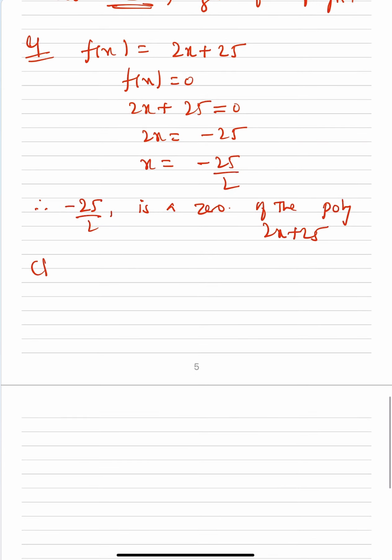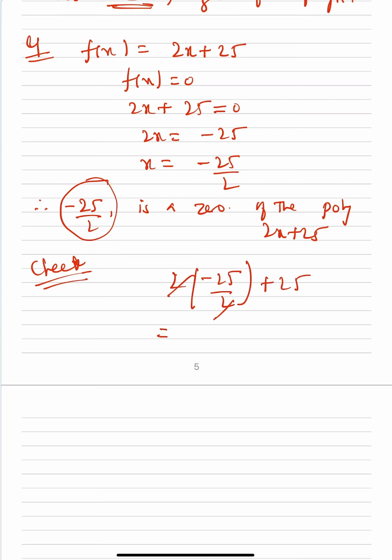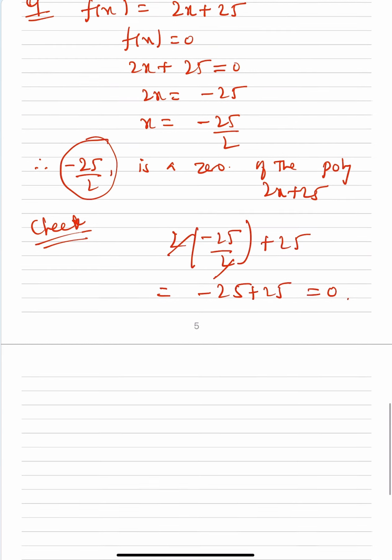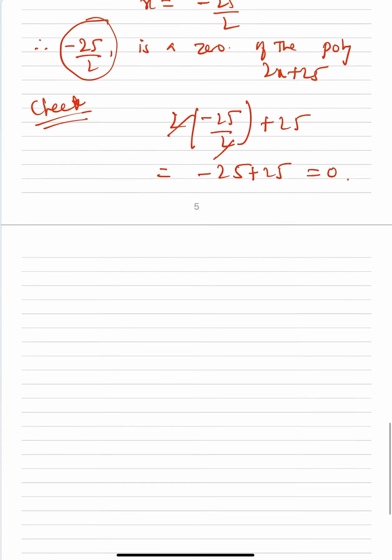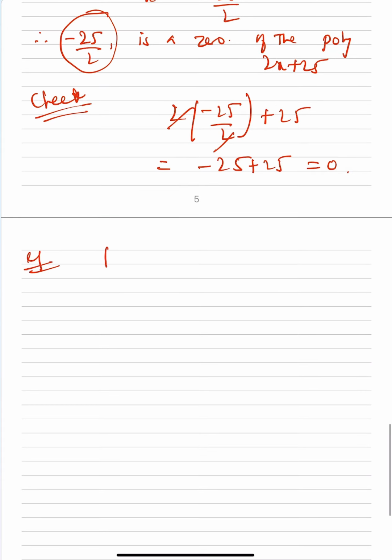Let us check. You will say how? Then let us check. In place of x, put minus 25 by 2 in 2x plus 25. 2 and 2 gone. I'll get minus 25 plus 25, which is equal to 0. So by putting the value of minus 25 by 2 in place of x, we get zero of the polynomial. Correct? This way you need to find it.